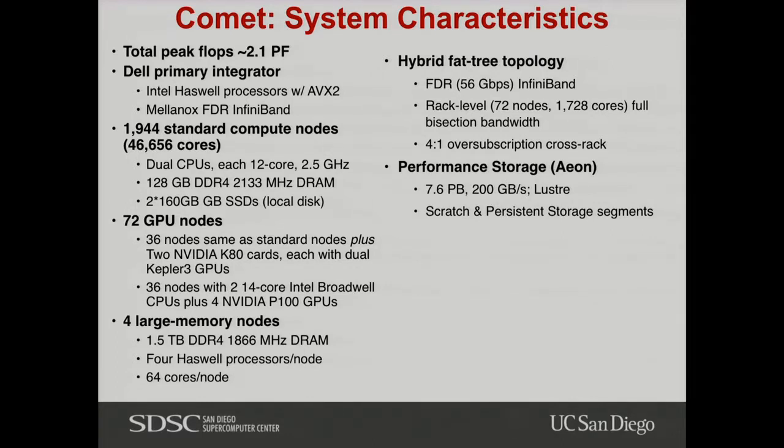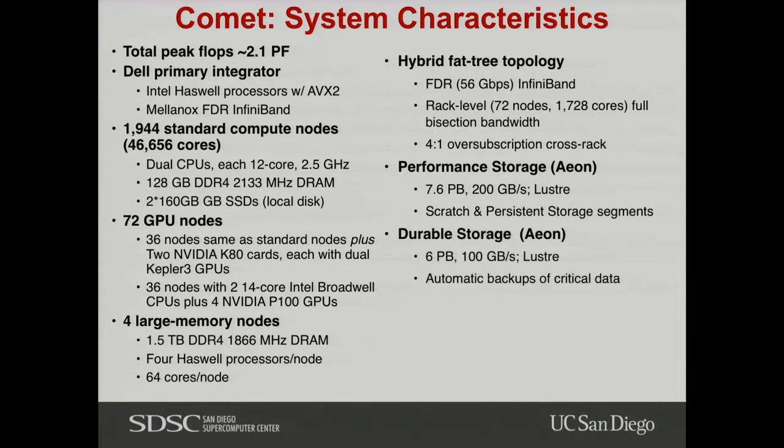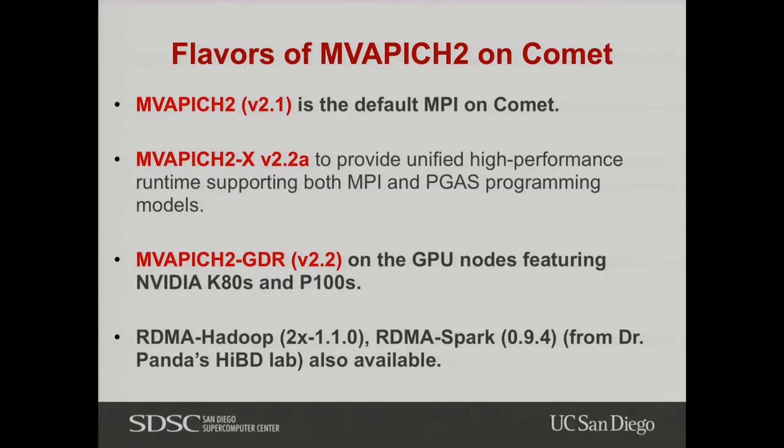In terms of storage, we have about 7.6 petabytes of storage, 200 gigabytes per second pushing through the network. And we do actually have a durable storage option, which we use to basically snapshot critical data. So moving on to what we have on the system, we run a lot of flavors of MVAPICH. The default MPI on the compute side is MVAPICH2.1. We do have that MVAPICH2-X install. Today's results are all going to be with the MVAPICH2-GDR 2.2.